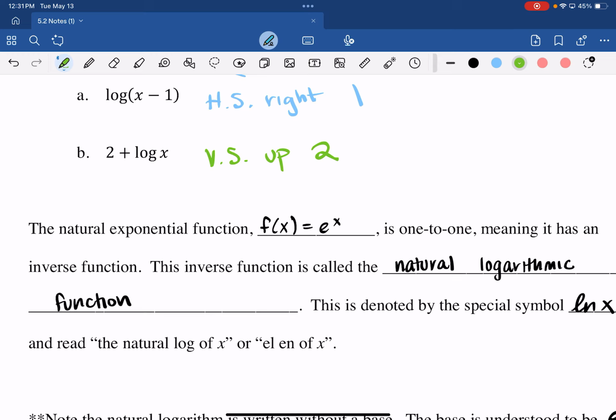Okay, we saw e yesterday. E is that other number like pi. The natural exponential function is e raised to the x power, so raised to the variable power. We call the inverse of this the natural logarithmic function. Say that 10 times fast. It's kind of impossible. It's all right, we're not in English.